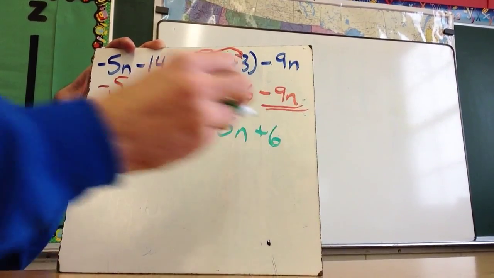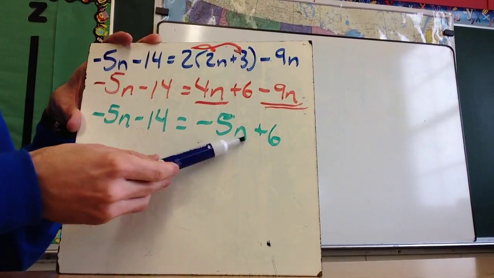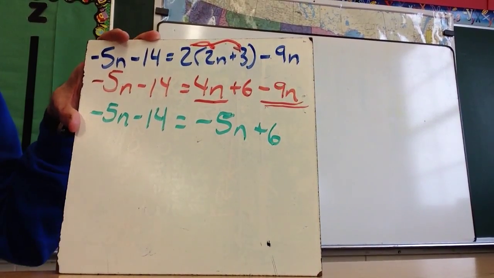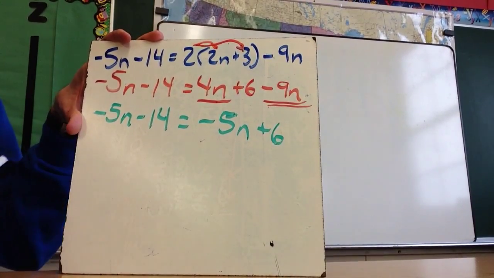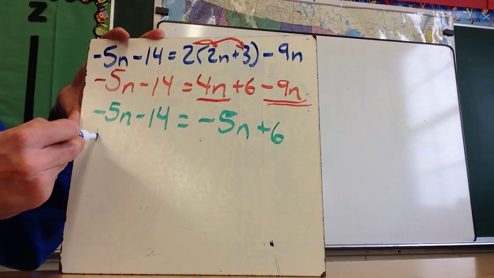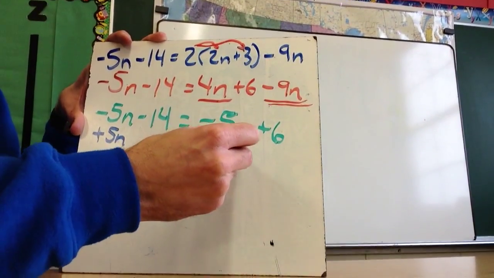plus 6. Now, a lot of people would deal with these numbers first, but I'm going to take the variables so I can show you what's going to happen. And since this is a negative 5n, the opposite of negative 5n would be positive 5n. So I'm going to add 5n to this side, and I'm going to add 5n to this side.